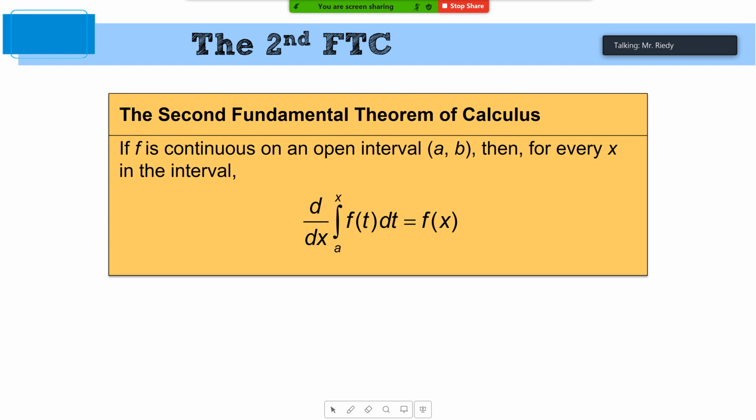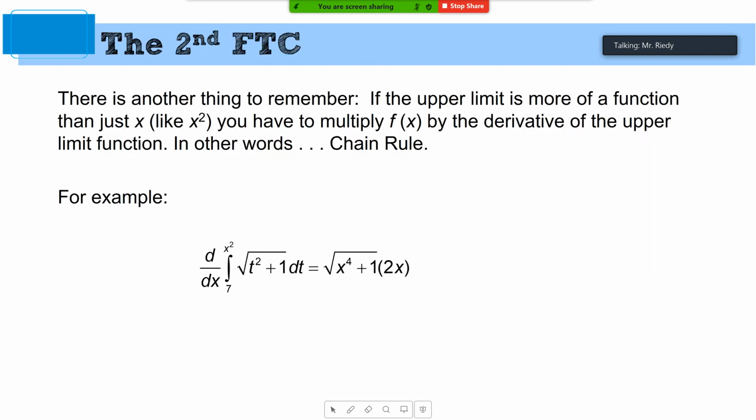Okay. Now, what if it's not just x up on top? What if, for instance, I go from a to x squared? What if I go to a different function? This is the only thing that causes problems for people, and that is you have to remember that t's don't become x's in this case. T's become x squared. So you'll notice that in this example, the square root of t squared plus 1 becomes the square root of x to the 4th plus 1, because x squared squared is x to the 4th.